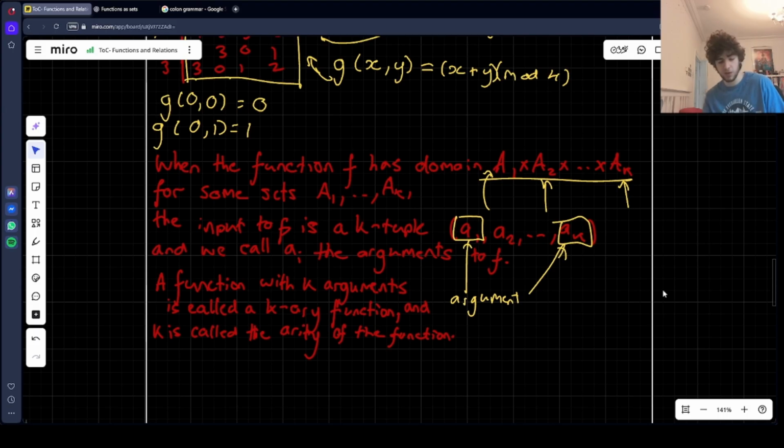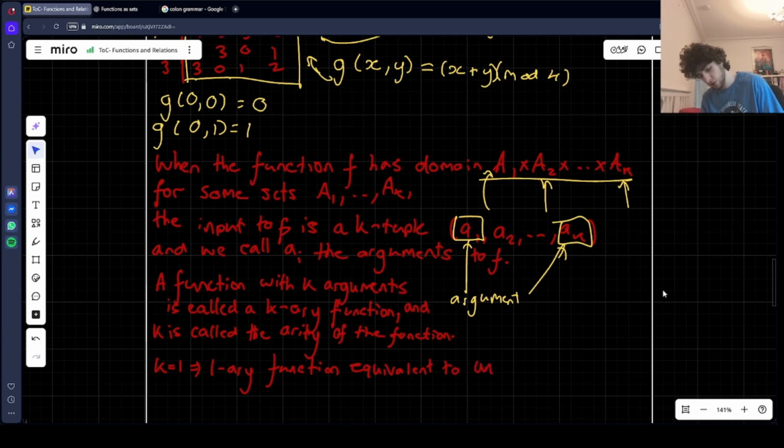But we also have special names for different cases, for k equals 1 and k equals 2. For k equals 1, a one-ary function is the same as what we call a unary function, which just means a function with a singular argument. And for k equals 2, a two-ary function is the same as what we call a binary function.